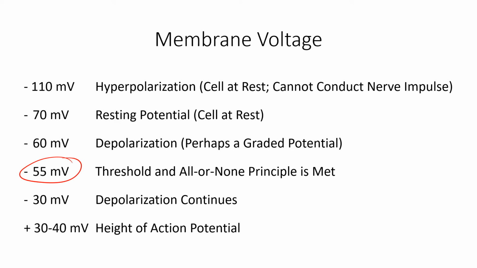At -55, those voltage-gated sodium channels open, more sodiums rush in, depolarization continues, and we eventually reach the height of action potential, which may be as high as 30 to 40 millivolts. So that way, we tend to see the maximum number of sodiums coming into the cell to conduct that nerve impulse. Now we'll hit hyperpolarization in just a moment.